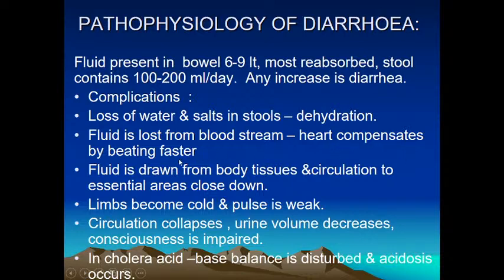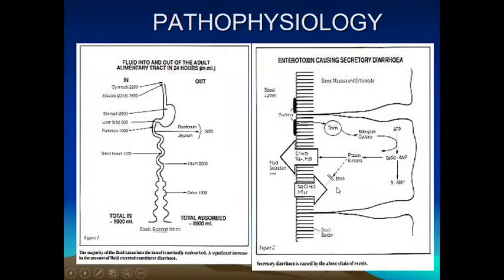The heart tries to compensate by beating faster, so you've got tachycardia. Fluid is drawn from body tissues into circulation to essential areas, while other areas are closed down. So you have dry skin, and pinching of the skin can show signs of dehydration, which we'll talk about. Limbs become cold and the pulse is weak. There can be circulatory collapse, urine volume decreases, and consciousness is impaired. In cholera, we also get acid-base balance disturbance and acidosis.